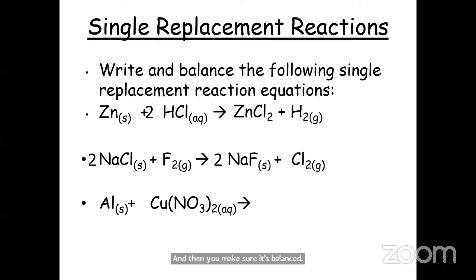Also, if you have aluminum solid plus copper nitrate, copper is being displaced while aluminum combines with the nitrate ion. And then we make sure the equation is balanced.